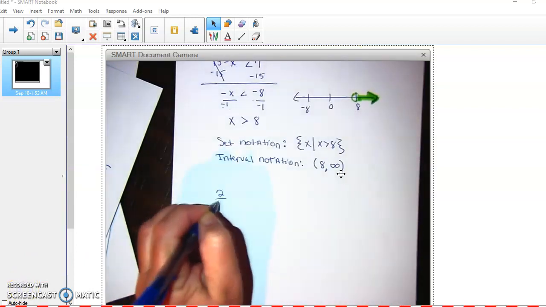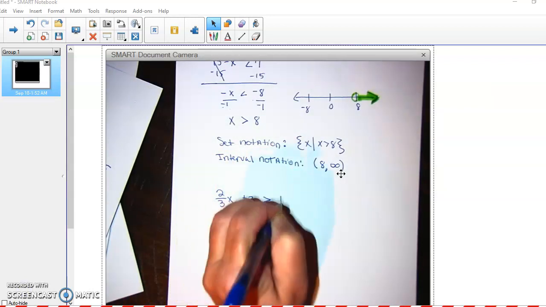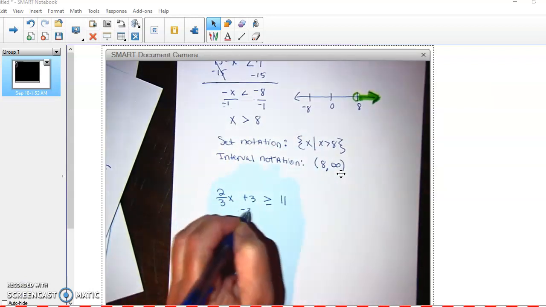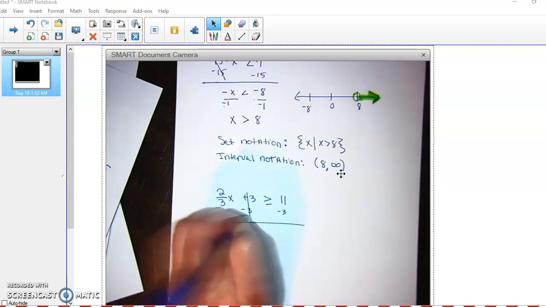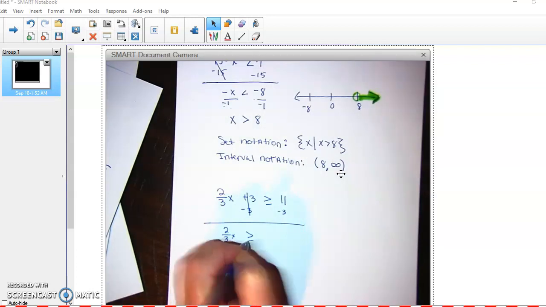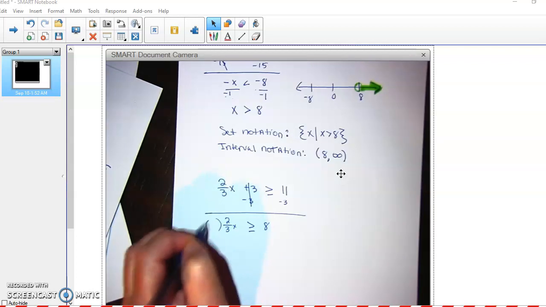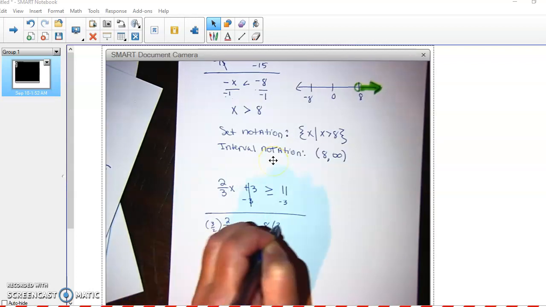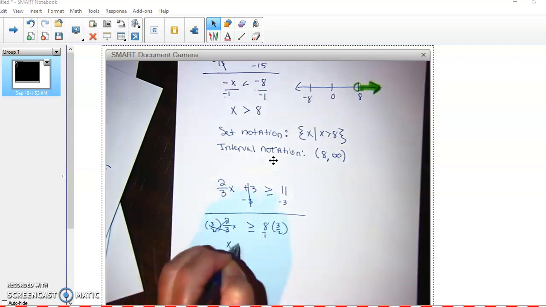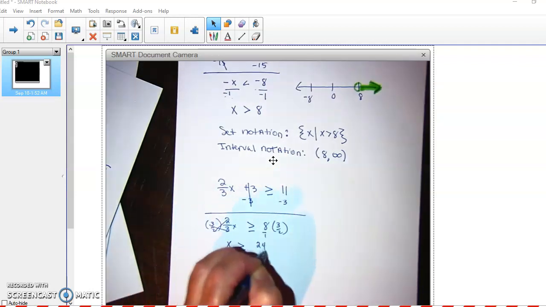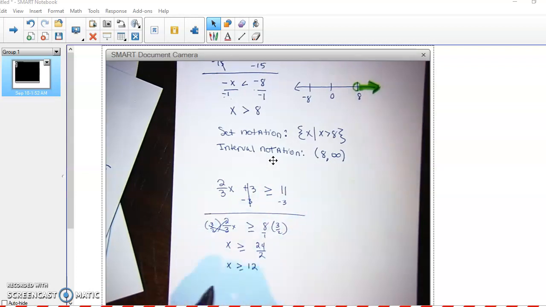So the next one's going to be 2/3 x plus 3 is greater than or equal to 11. So we're going to subtract 3 from both sides. Bring down our 2/3 x, cancels. Remember, we want to multiply by the reciprocal. That cancels. And x is greater than or equal to 12.